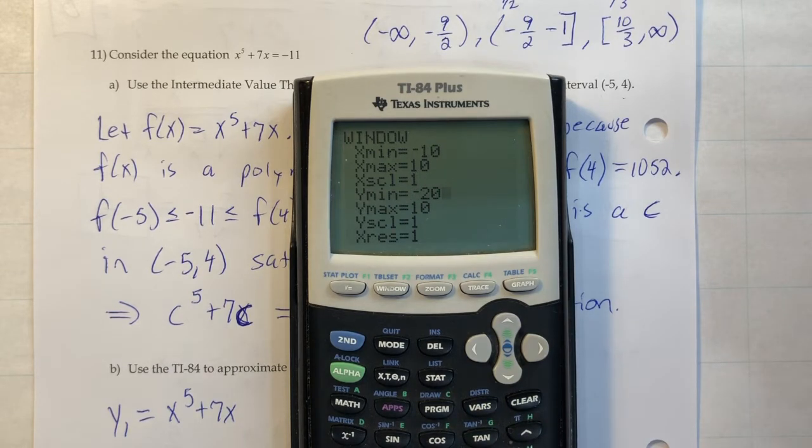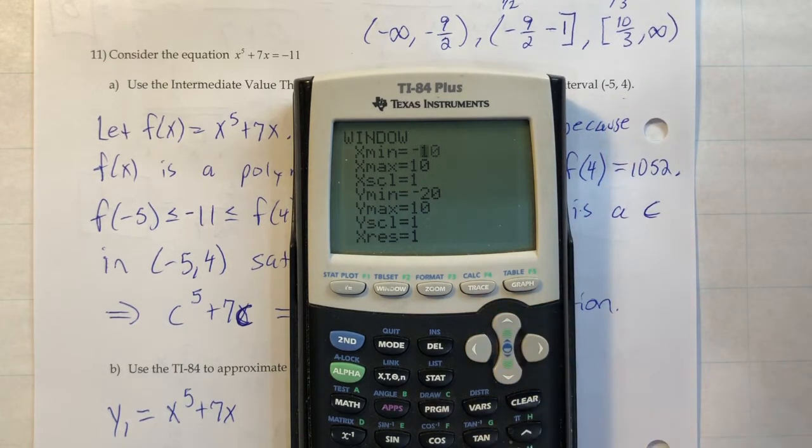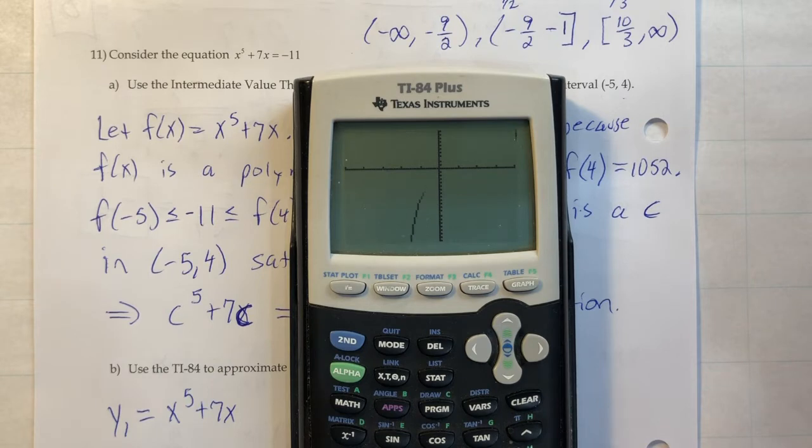And the other thing that makes sense to change is if we look at the interval we're working over, it's just the interval from negative 5 to 4. So why don't we only look from negative 5 to 4, because that's where we're really wanting a solution to occur. So here comes that first function again, and this time we will see the y equals negative 11 drawn in, and it does look like they hit each other.